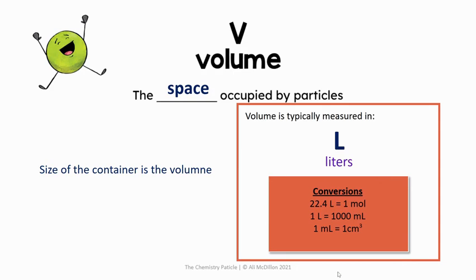Keep in mind that 22.4 liters is always equal to 1 mole, 1,000 milliliters is always equal to a liter, and 1 milliliter is always equal to 1 cubic centimeter. The big thing to keep in mind when you are doing units with volume is that both units of volume have to be the same.